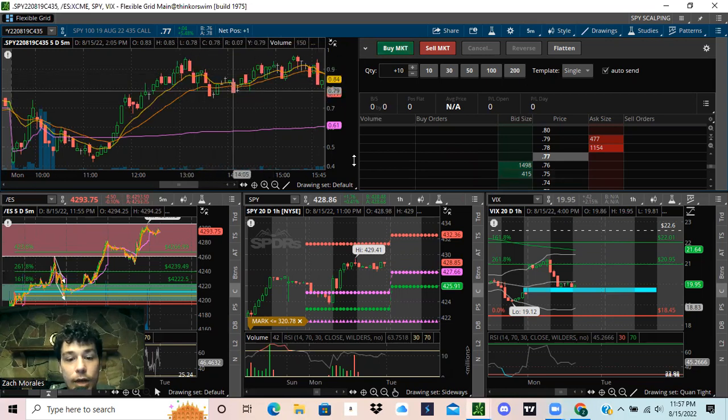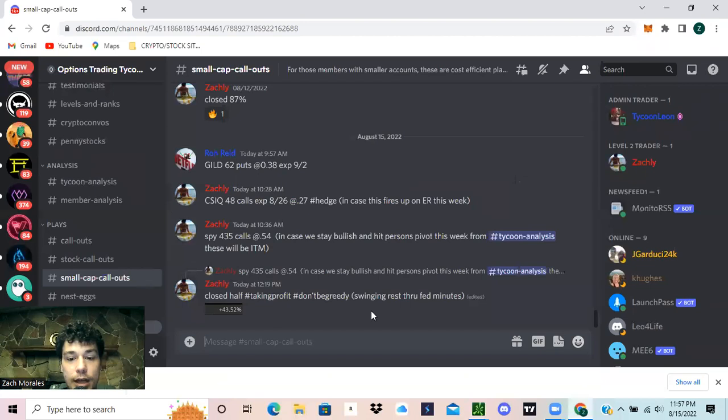Okay, I'm going to break down my trade for today. But before we do that, we'll go into the Options Trading Tycoons Discord. And I just want to show you guys that this is what's going on in the Discord, right? I had some SPY call options right here that we closed for 87%. All right, and if you look today, we had a call out at 10:36.